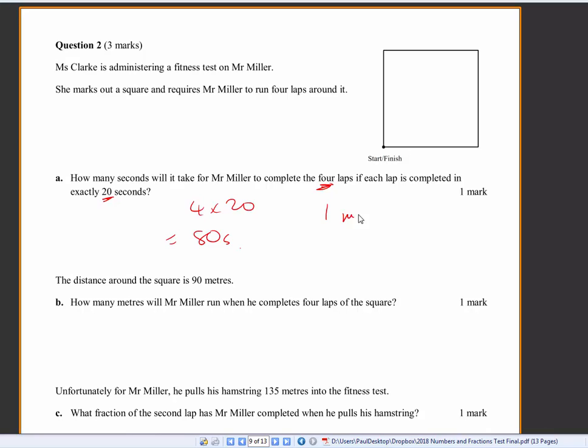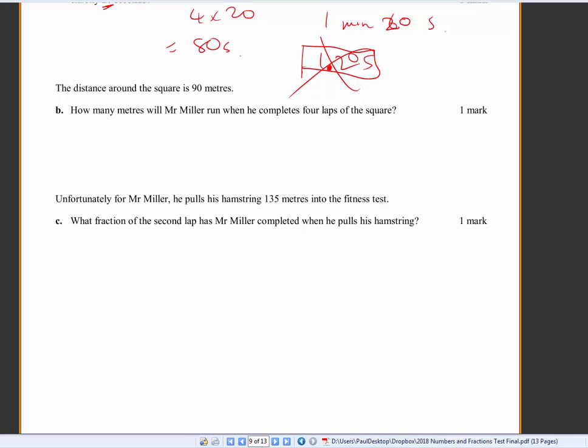A lot of you wrote 1 minute and 20 seconds, which was fine. Be careful if you write this as 1.2 minutes. We're going to teach you something about decimal numbers, but the answer is not this one here, 1.2 minutes. Okay, and we'll talk a little bit more about why it's not 1.2 when we get to the unit on decimals.